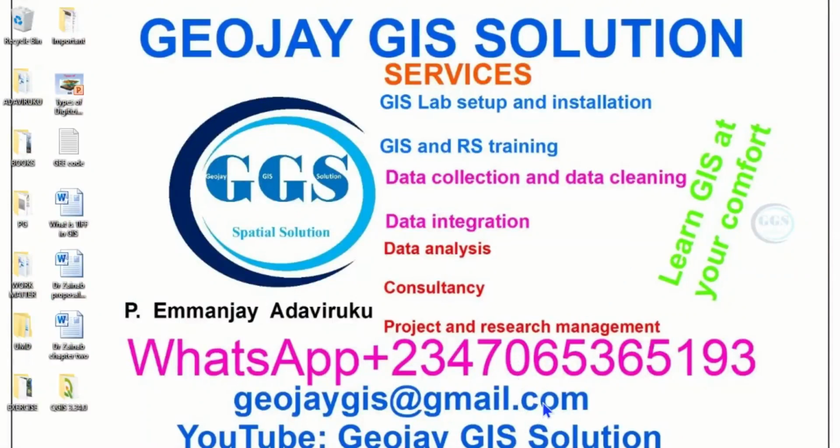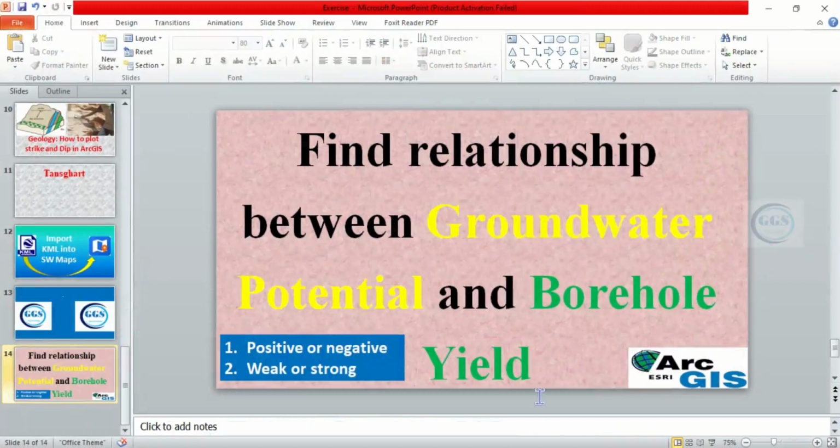I am Emanje Adaviruku. Today, I want to show you how to find the relationship between groundwater potential and borehole yield. You want to see the kind of relationship that exists between the groundwater potential map produced and the existing borehole yield in that area. And worthy of note is that there can be two possibilities, two outcomes of the relationship.